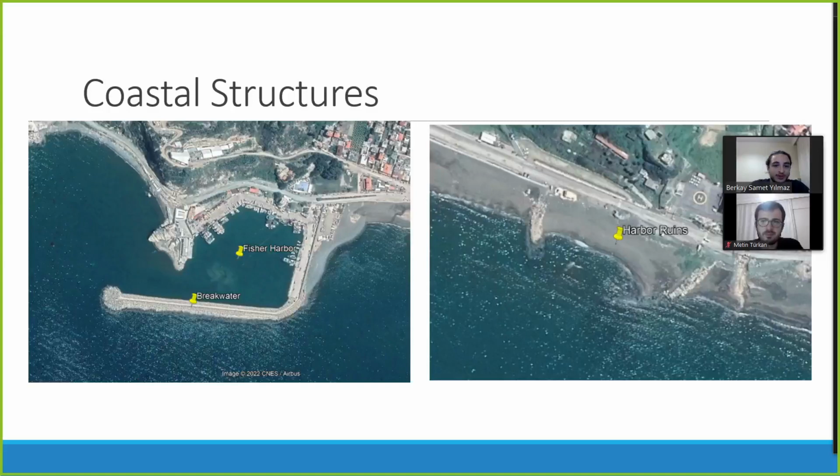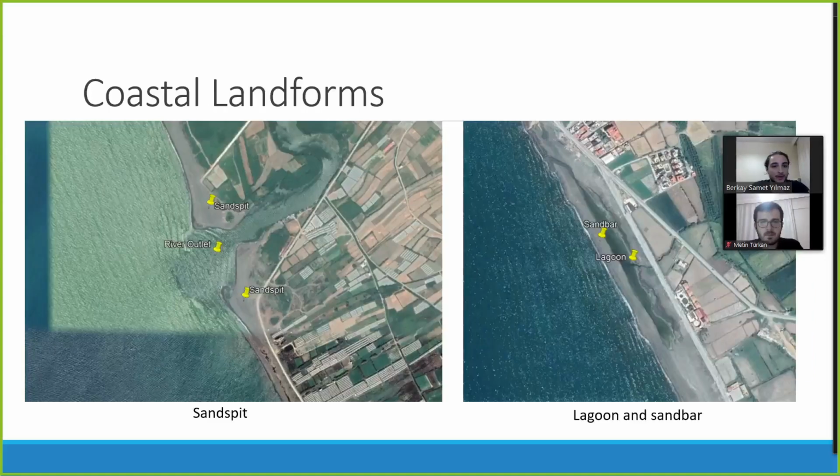The region is poor in terms of coastal structures. There are just two, the Fisher Harbor and the Harbor ruins. The Fisher Harbor is for wave protection, and the harbor ruins actually act like ruins, so they are kind of erosional control. The coastal landforms are a sandspit that formed at the outflow of Asi River.